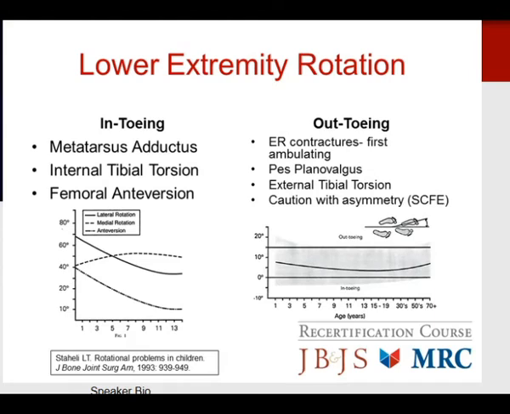Lower extremity rotation problems are frequently disconcerting to families, and this is a common reason for presentation to a pediatric orthopedic clinic. In-toeing can be caused by metatarsus adductus, internal tibial torsion, which is very common between 3 and 6 years of age, as well as increased femoral anteversion.